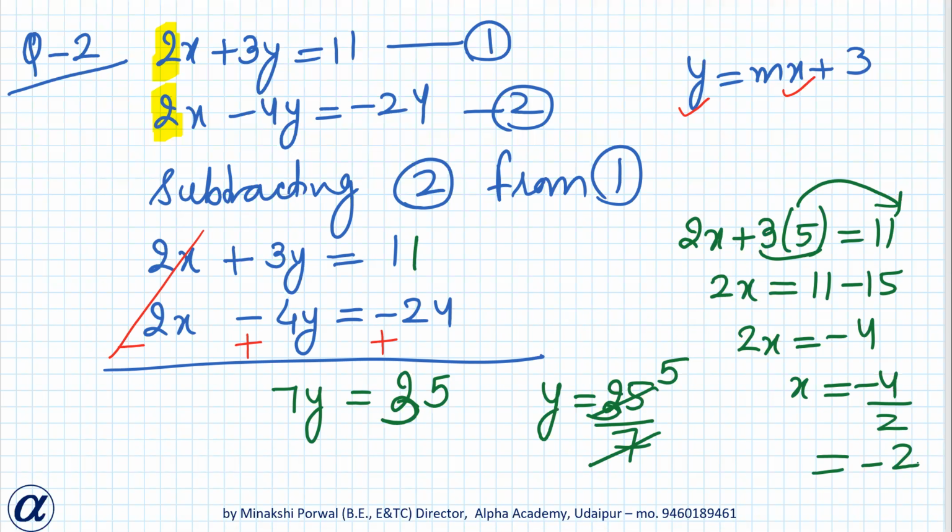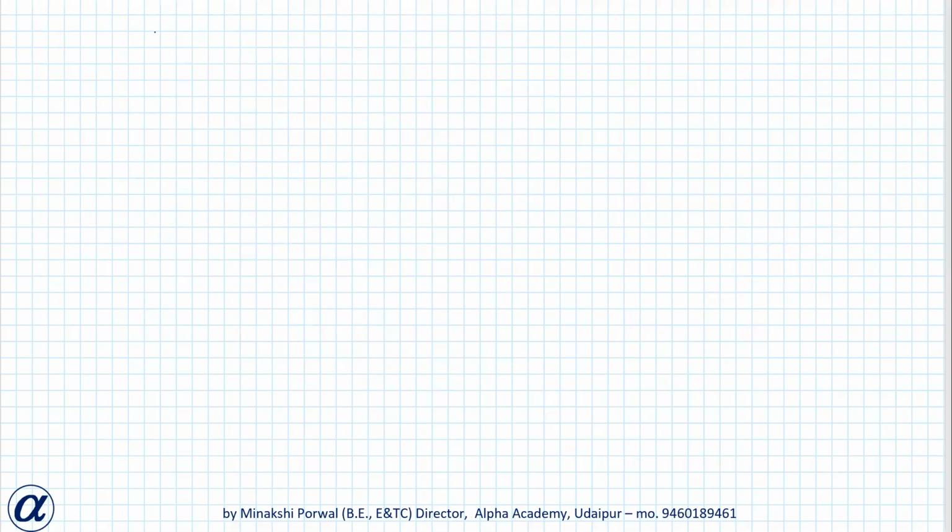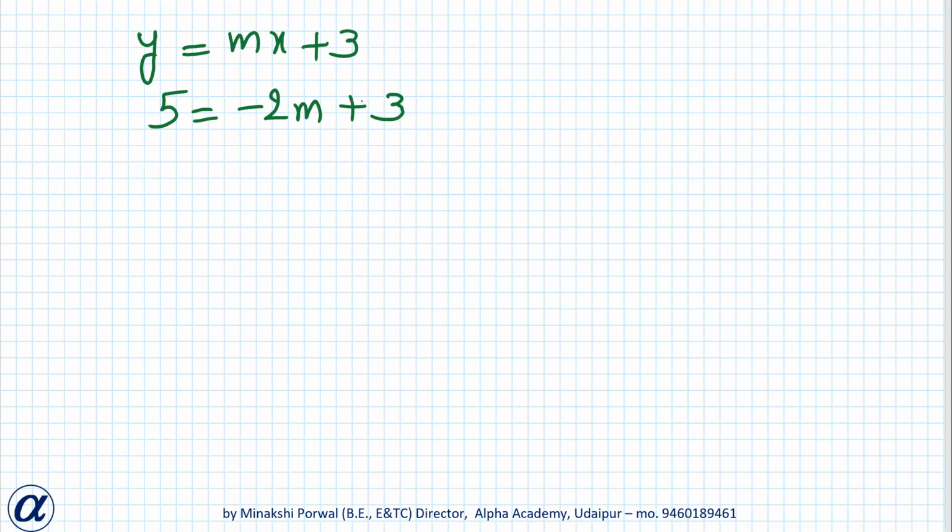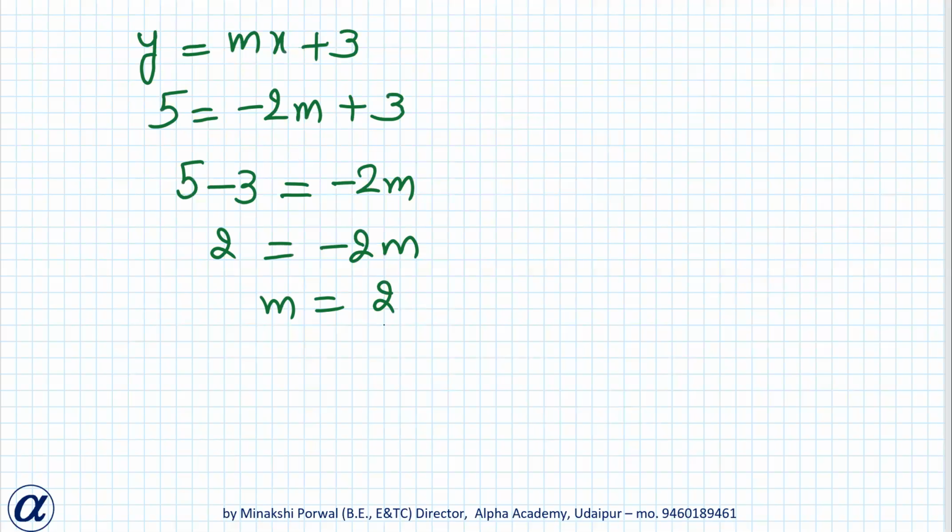We'll substitute both in this equation. y equals mx plus 3. x is minus 2 and y is 5. And we have to find the value of m. So 5 minus 3 equals minus 2m. 2 equals minus 2m. m equals 2 upon minus 2, that is equal to minus 1. So m equals minus 1 is the answer.